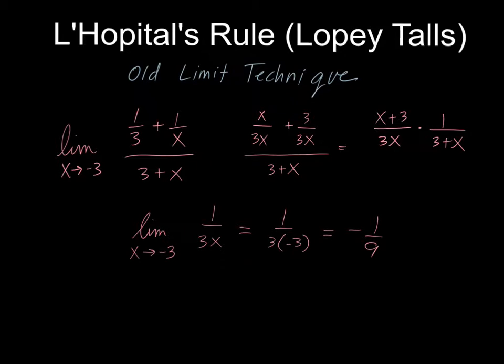So quickly, here's another old way. If you had a limit such as this one, what we could do is get a common denominator and add the top two fractions. Common denominator of 3x in the top, that adds up to x plus 3 over 3x on top. And then instead of dividing by 3 over x, I multiply by 1 over 3 plus x. Cancel those. I get 1 over 3x. Plug in negative 3 and get negative 1/9. So that's the old way.